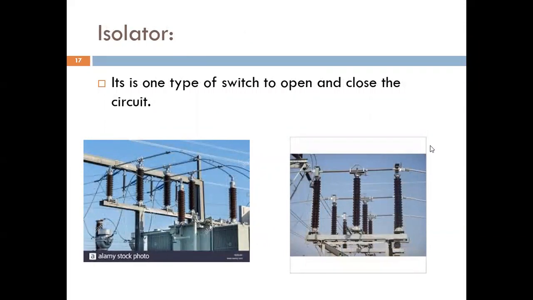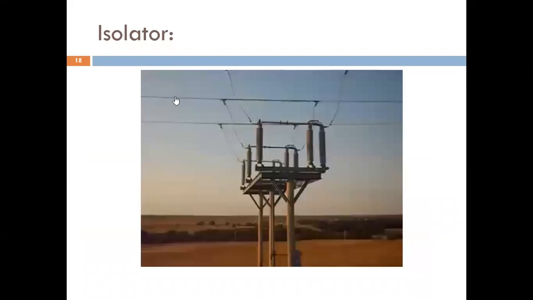Isolator, it is one type of switch to open and close the circuit. You see in the diagram here, this is one type of switch to open and close the circuit. This is again called an isolator. This is a switch to open and close the main supply system.